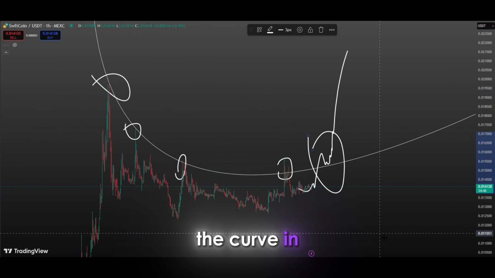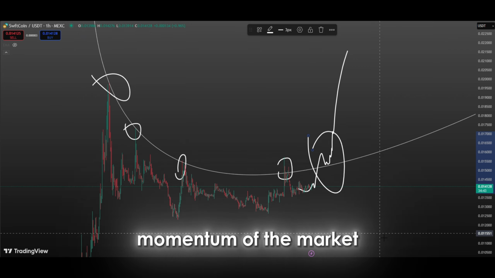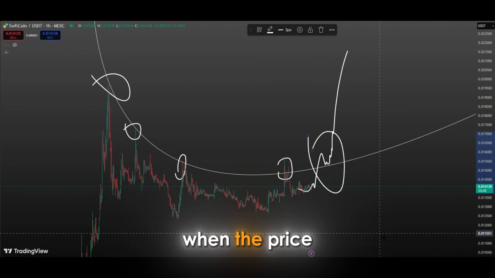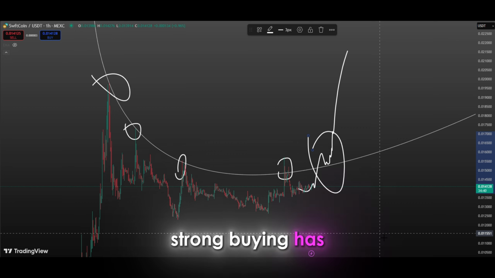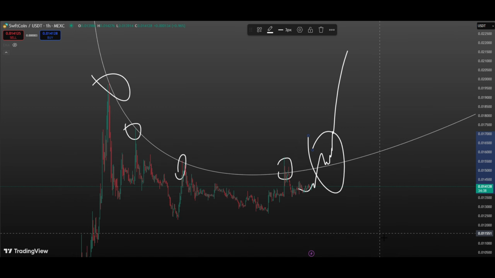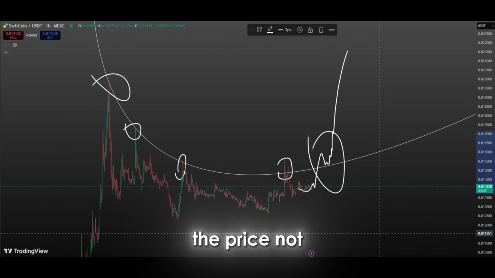In other words, the curve in question here actually works both as a dynamic support line and as a sloping structure that represents the momentum of the market. When the price has approached this curve several times before, we can clearly observe that strong buying has come into play and the price has accelerated upwards again. In particular, the fact that the price not only tests this curve, but also reacts quickly upwards every time it touches it, shows us that this structure has become an important technical level for investors.